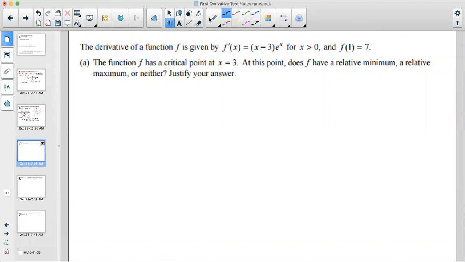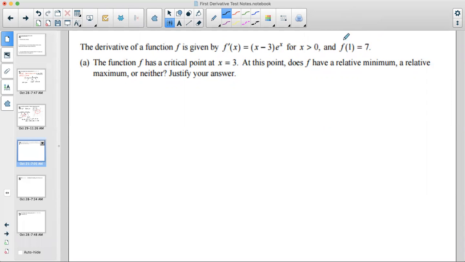Same topic, the first derivative test. While we know that if I'm given a function, I take the derivative and set it equal to 0 and see what happens, in this one, this is a favorite way that they do this on the AP test, they say the derivative is given by this.